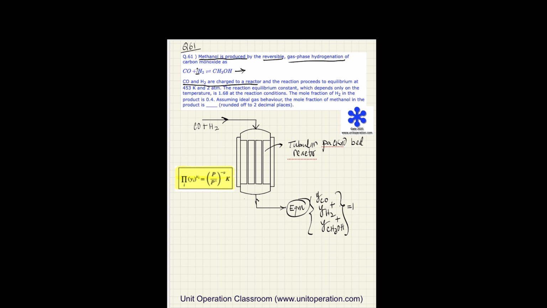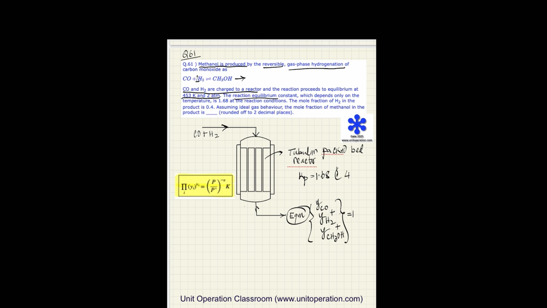The process is at equilibrium at 453 K and 2 atmosphere. The reaction equilibrium constant is given. Kp is given as 1.68, which of course is a function of temperature only. That means at 453 Kelvin, at the reaction condition, the mole fraction of hydrogen in the product is already given. That's equal to 0.4. The other ones we don't know. Assume ideal gas behavior.